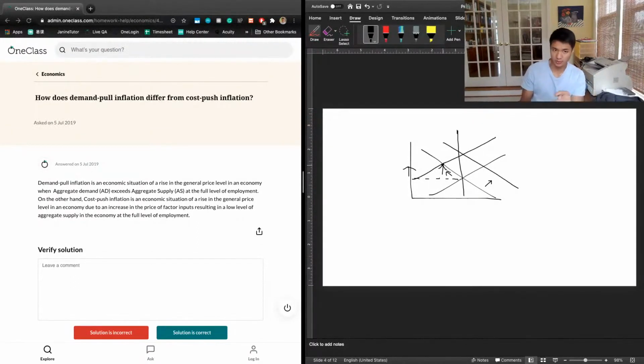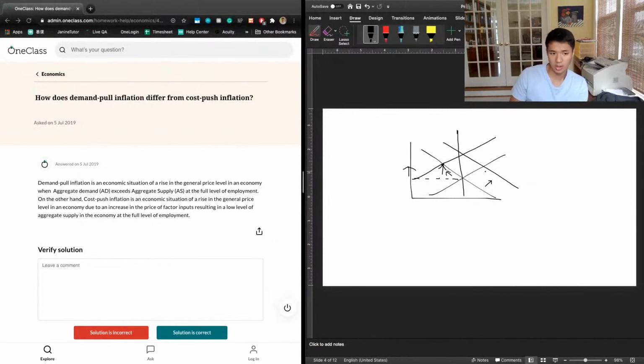And so that's what we see as the other type of inflation, as a result of costs going up. And so let's take a look at the previous tutor's answers to see if they break this down well. The previous tutor says that demand pull inflation is an economic situation in which there is a rise in the general price level in an economy where aggregate demand exceeds aggregate supply at the full level of employment, right? So that's what we see with this rightward shift of AD.